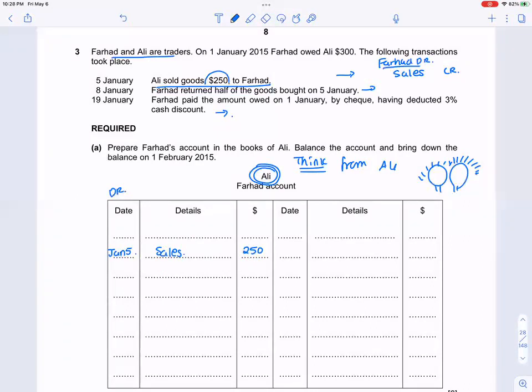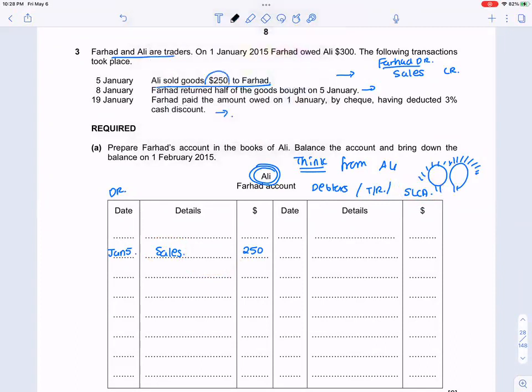Debtors account, which is also called trade receivable, or what account? Sales ledger control account. This is your main task: to recognize which account you are making. So when you see that you have recorded credit sales on the debit side, I immediately came to the conclusion that I am making which account? SLC account.